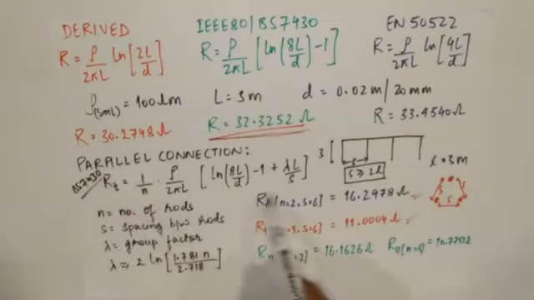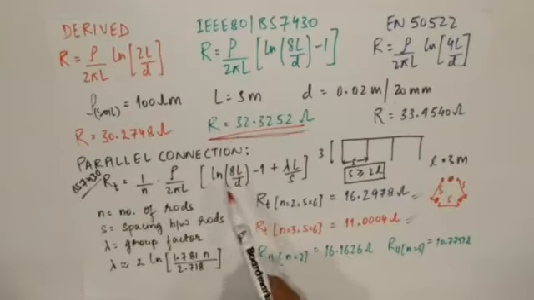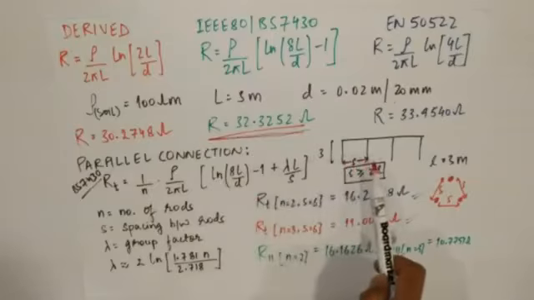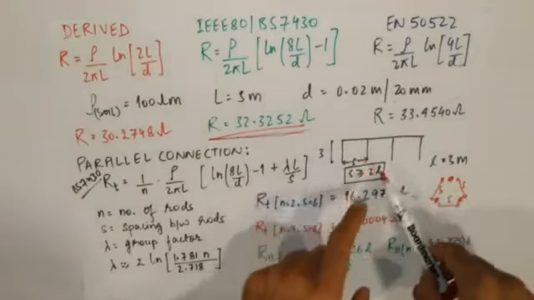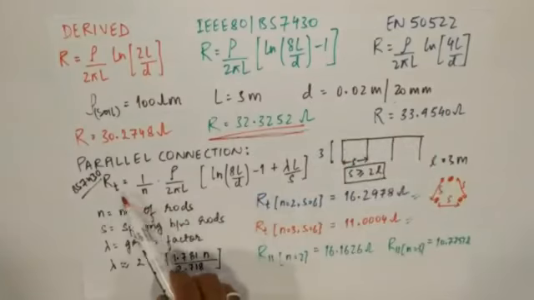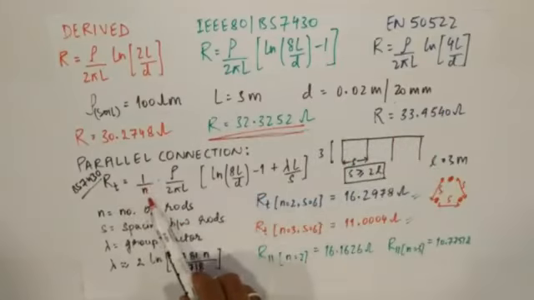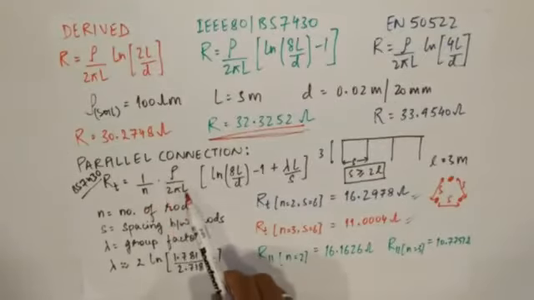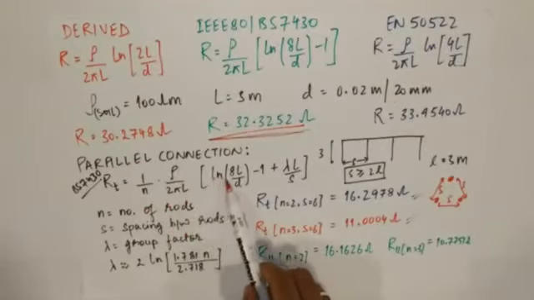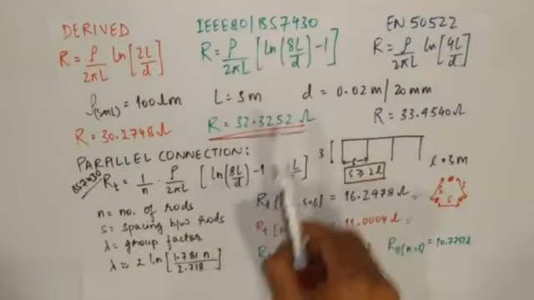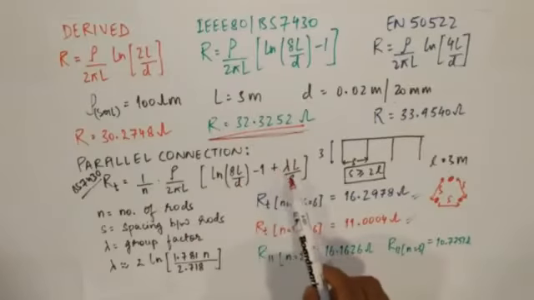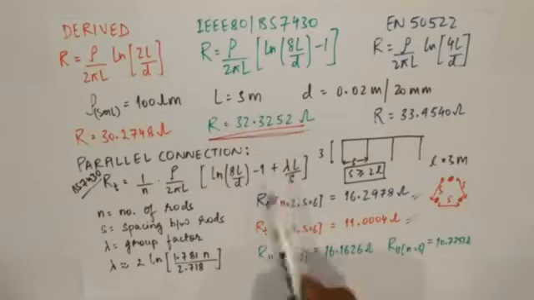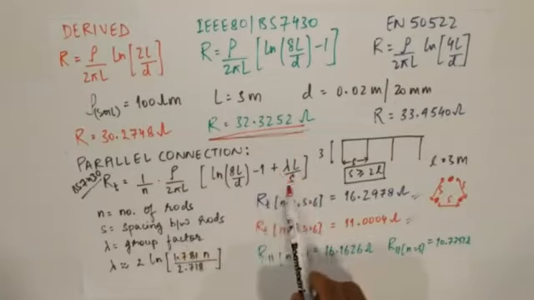BS7430 provides the exact formula. This formula is based on the mutual resistance effect between the 2 electrodes. It considers that effect, and the formula comes out to be 1 by n, n being the number of rods, into rho by 2 pi l. Rho is the resistivity and l is the length. Ln 8 l by d minus 1, which is similar to what was here, plus this effect, that is lambda l upon s. Lambda is the group factor, l is the length of the rod, and s is the spacing between the two rods.